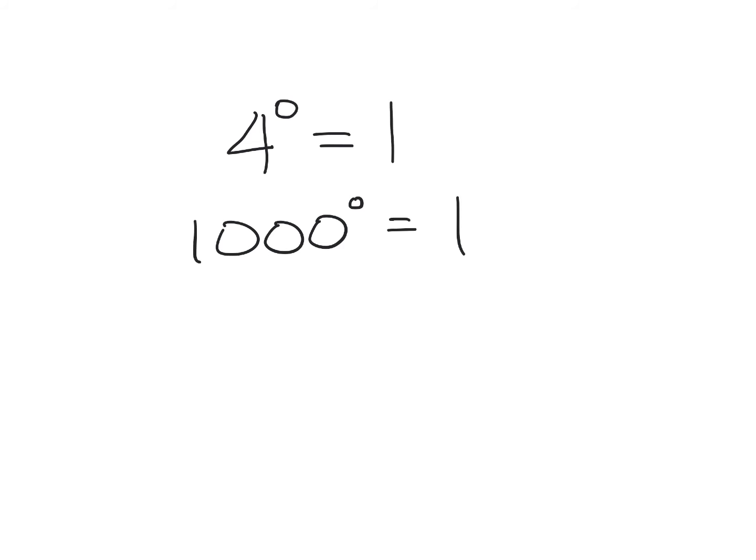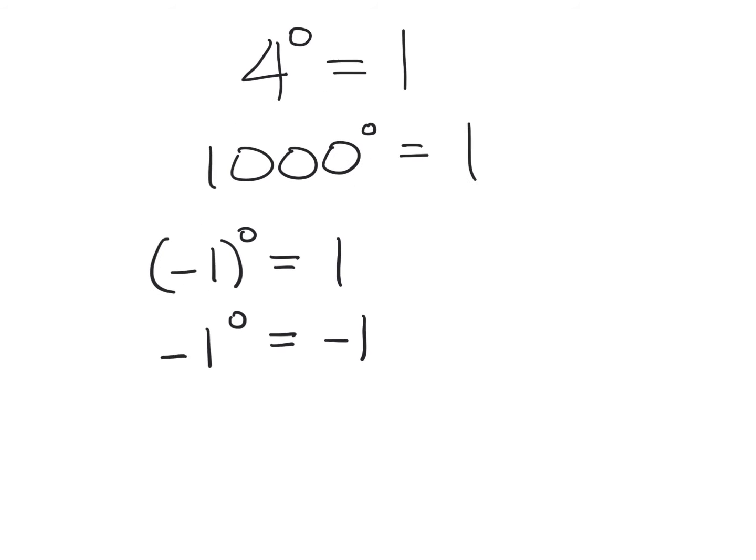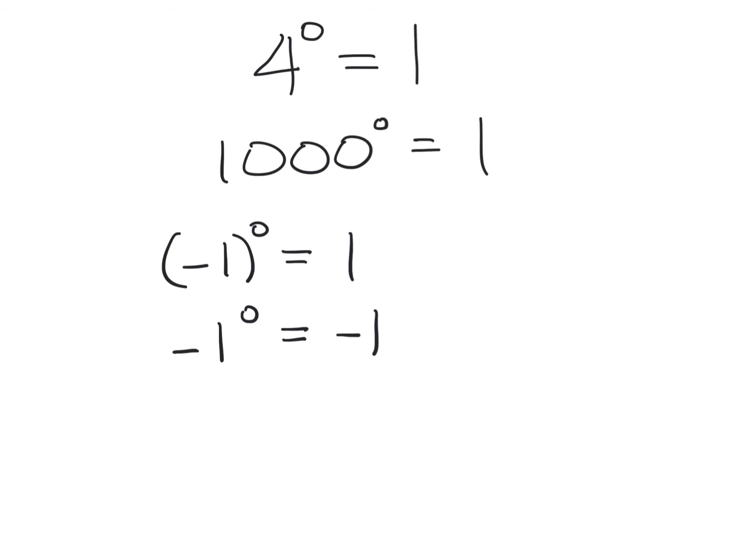Now, here's where it gets a little tricky when we have negative integers that we raise to a 0 power. So if the base is positive, no problem. The answer is 1. But if I have a negative number, let's say it's negative 1, and if it's in parentheses and I raise it to the 0, it's 1. But if there's no parentheses around it, this will simplify to negative 1, because what's happening here is this 0 power is only on the 1. It's not on the negative sign.